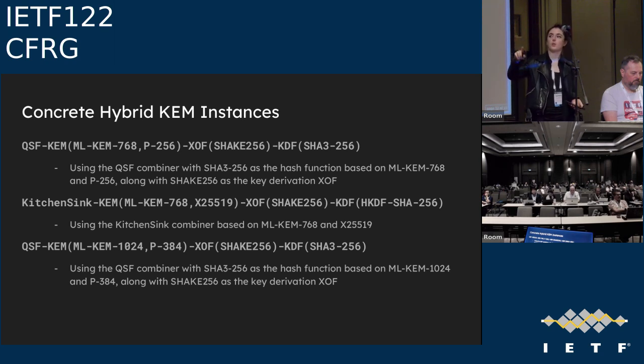So we have QSF, ML-KEM-768, P256, XOF SHAKE256, KDF SHA3-256. Is that right? This is basically X-Wing, but with P256 instead of X25519. X-Wing is in another document, so we didn't redefine it here. The next one is kitchen sink, ML-KEM-768, X25519, SHAKE256, HKDF-SHA-256. So this is kitchen sink with ML-KEM-768 and X25519, using the same XOF for keygen, and using HKDF as our KDF instead of SHA-3.